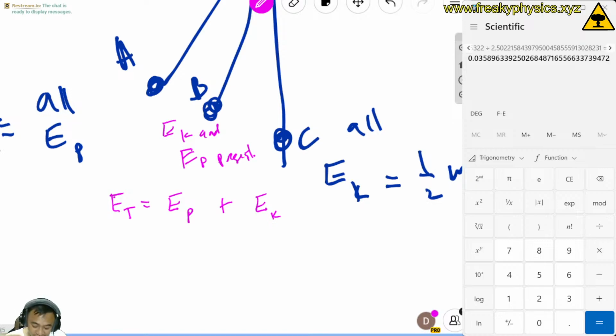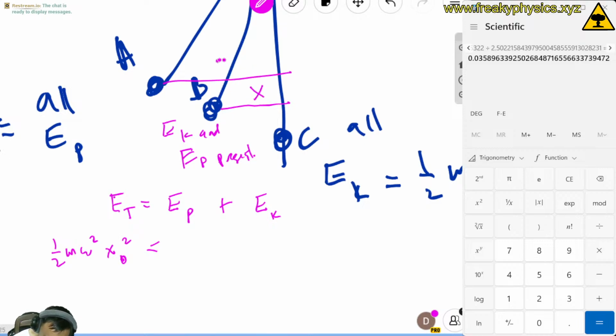But now we substitute the values. Our total energy is 1 half m omega squared x0 squared. Our potential, by the way, the x here will be this. That's x, and our x0 will be there in this example. You see the difference between x and x0? X would be wherever the position is. X0 is definitely the amplitude.